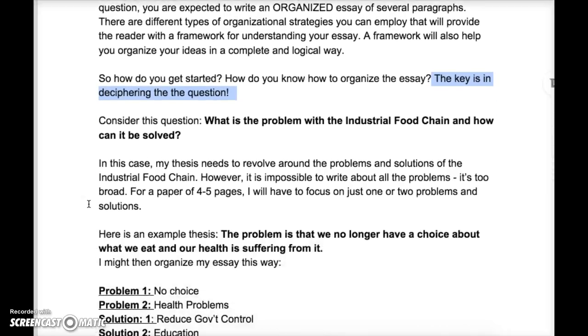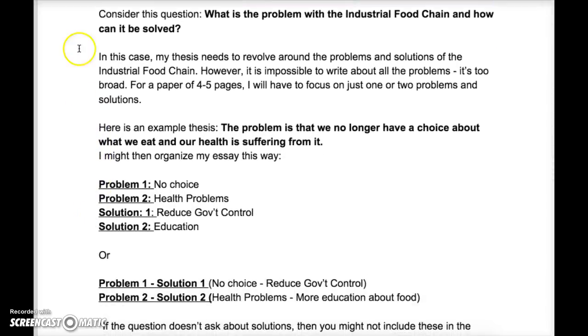So let's start with a question. Here's the question right here. What is the problem with the industrial food chain and how can it be solved? So this question specifically is asking me about problems and solutions, and that is a very specific organizational strategy. So the essay is going to revolve around problems and solutions, the paragraphs, but also the thesis. Okay, so my thesis needs to address this question.